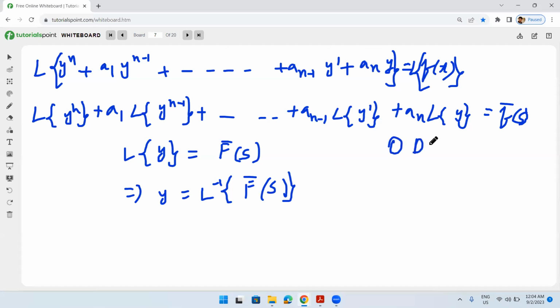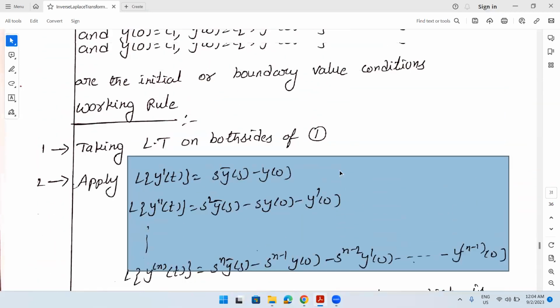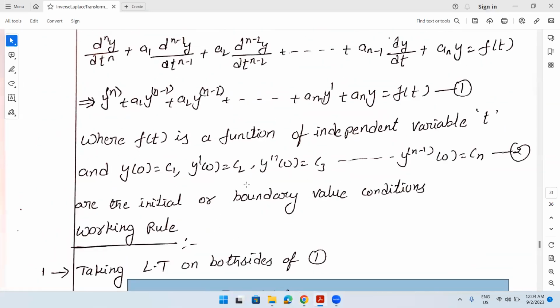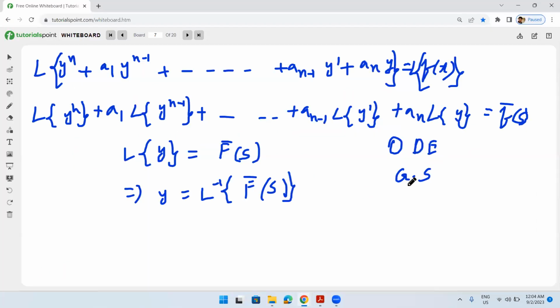Any ODE, after doing the first step, what do we do? We find the general solution, isn't it? First we find the general solution and substitute the initial conditions. So here initial conditions are also given, y of 0, y dash of 0, something like this. Substituting the initial values, we get arbitrary constants. So we can find the arbitrary constants' values and get the particular solution.